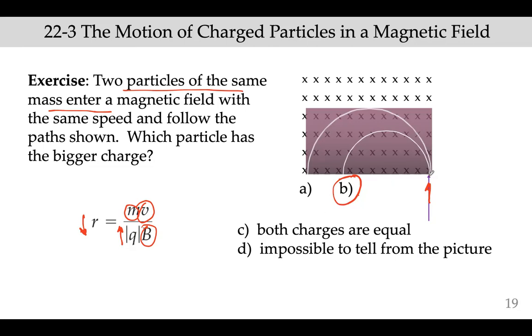The particle that has the bigger charge gets more curved because it feels more magnetic force, because it has more charge. And since it's deflected more, or curved more, its radius becomes smaller. So the correct answer is B.